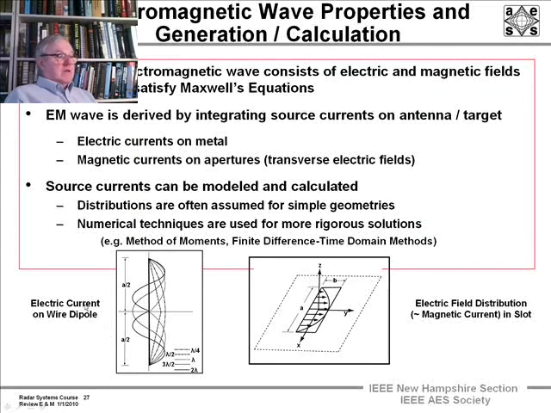The electric current on a dipole wire, and here's what the electric current would look like at different wavelengths, and also a magnetic current in a slot. This is the electric field distribution.